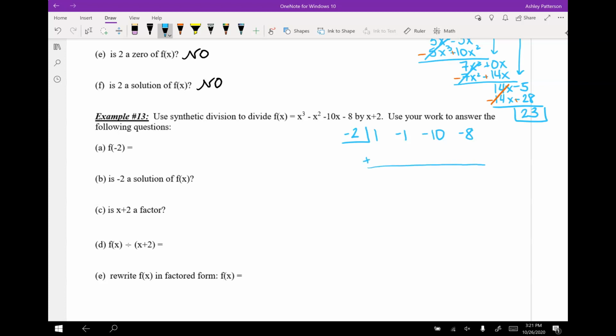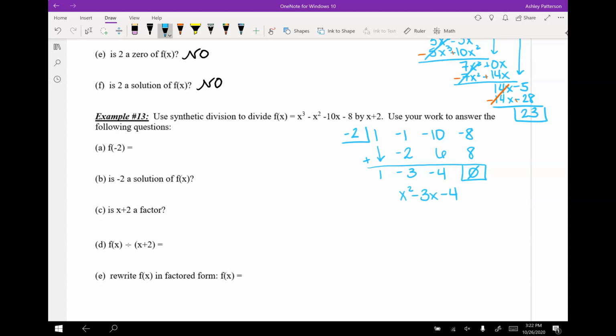And we're going to add for synthetic division. Drop down the first coefficient, multiply by the divisor in the box, we get -2, we add, we get -3. Multiply by -2, we get 6, add, we get -4. Multiply by -2, we get an 8, which leaves no remainder. So when we divided, we ended up with x squared minus 3x minus 4.